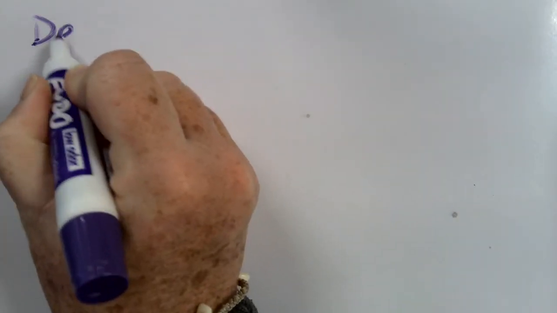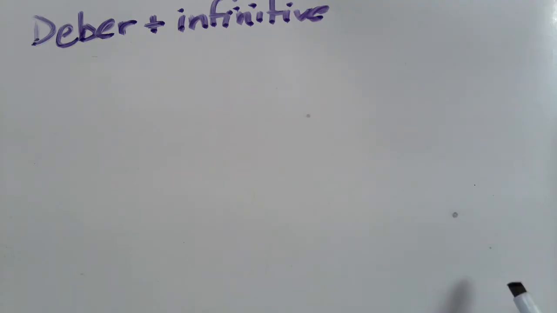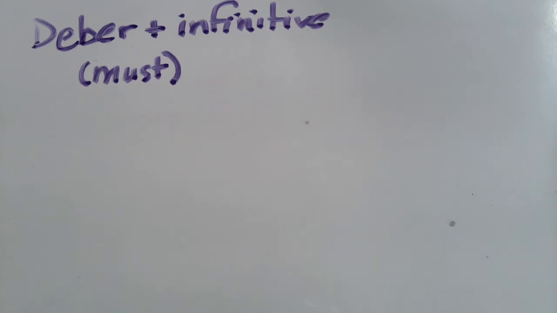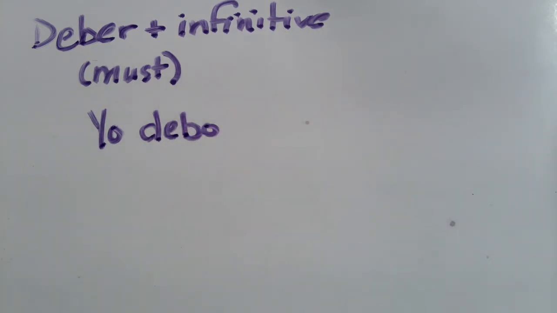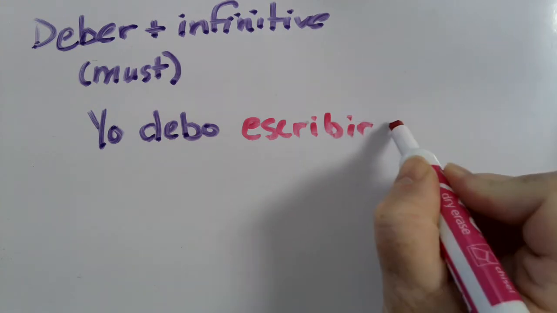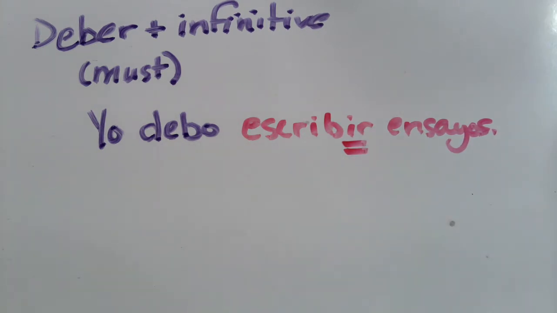Another personal way of saying that someone must do something is by using the verb deber plus the infinitive. This is a little bit different than tener que, that you have to do something. You must do this. And this is also a personal way of saying that someone must, because I'm going to conjugate deber to agree with who it is that must do something. If I must write essays, I will conjugate my verb, yo debo. And remember, the next verb, the thing that I must do, stays in the infinitive. Yo debo escribir ensayos. Again, whatever it is that I must do stays in the infinitive. It's personal because I know exactly who it is that must do this.